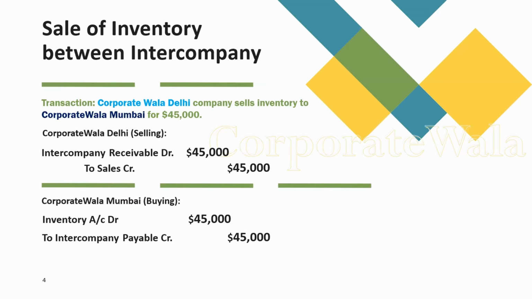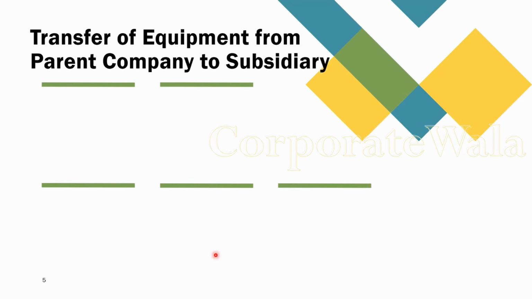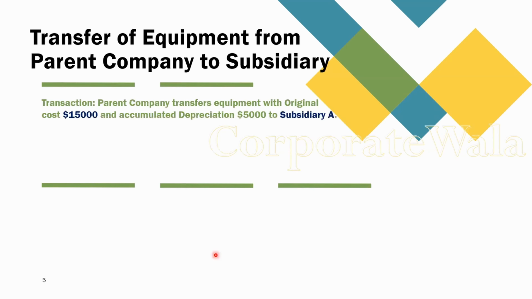Okay, moving ahead, let's talk about our second example, which is going to be transfer of equipment from parent company to subsidiary company. So now let's look at the transaction which has taken place. Parent company transfers equipment with original cost $15,000 and accumulated depreciation $5,000 to subsidiary A. So in that case, in the parent company, what will be our journal entry? We are transferring our equipment to subsidiary A.